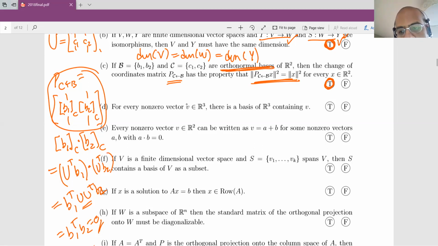Okay. I mean, there's also a very slick proof of this, which is you can write P C gets B as P C gets E times P E gets B, right? But now both of these are orthogonal because C and B are orthonormal bases. So that means a product of orthogonal matrices is also orthogonal. That's a slick matrix algebra way to do this.